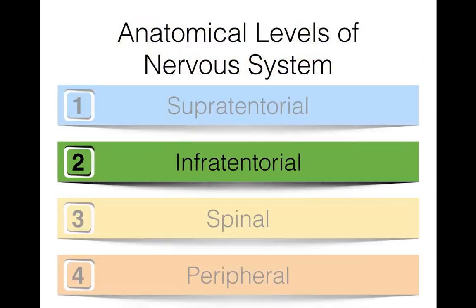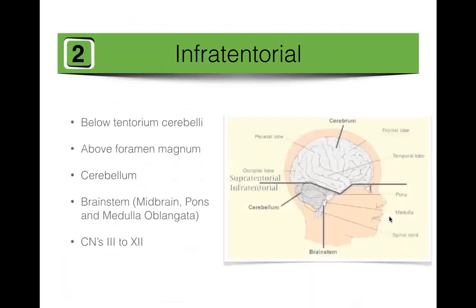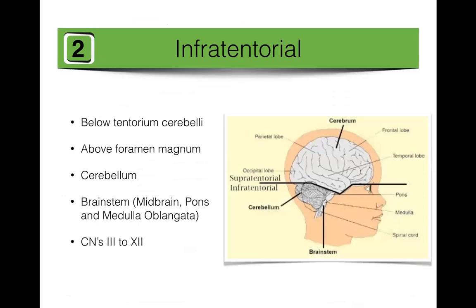Okay, so the next lesion, the next anatomical level, is infratentorial. What are the structures that are considered to be infratentorial? These are the structures located below the tentorium cerebelli, but above the foramen magnum. This would include the cerebellum, the brainstem, and cranial nerves number 3 to number 12.